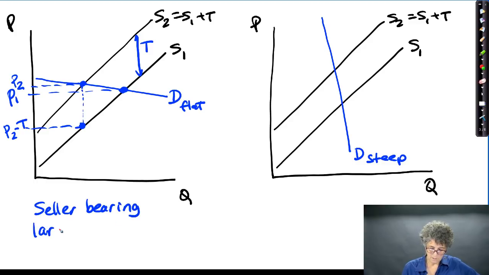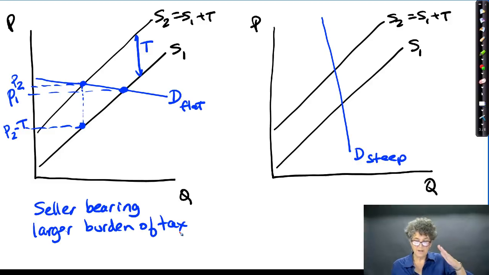So the seller is bearing the larger burden of the tax when we have a relatively flat demand curve. That's because the relatively flat demand curve is telling us that as the price of the product rises, a whole lot of customers say, I don't want to pay that higher price, I'm not going to buy this product, and they drop out of the market. And so the sellers find they can't really increase the price very much because they start to lose their customers as soon as they start to increase the price. And therefore the sellers have to bear the burden. They have to take a hit in terms of how much they retain from the sale of each item, and the sellers are bearing the larger burden of the tax when the demand curve is relatively flat.